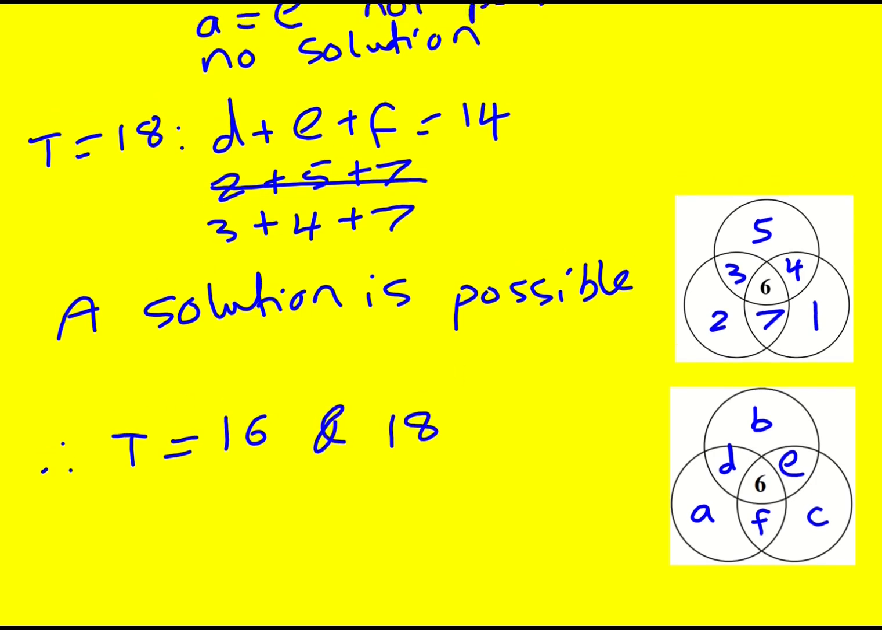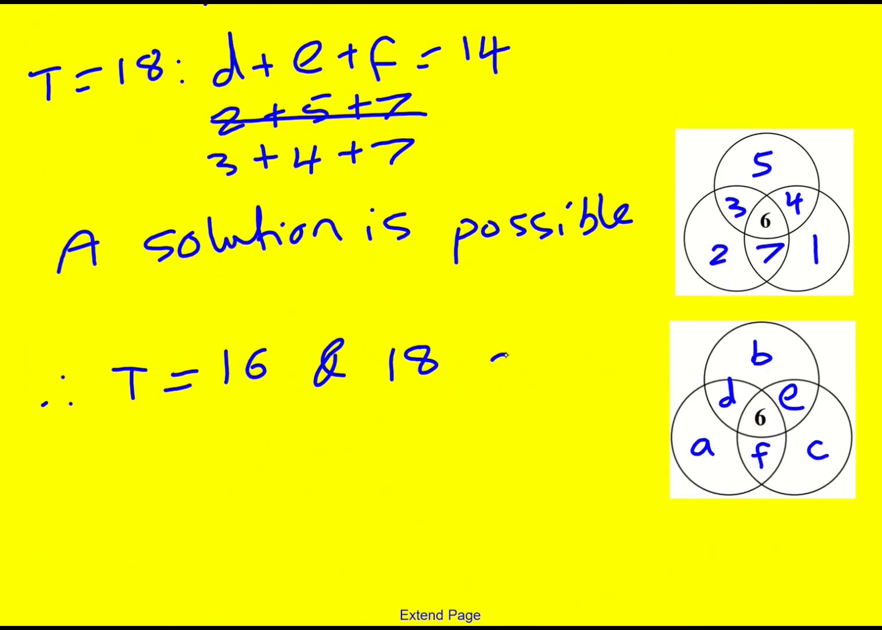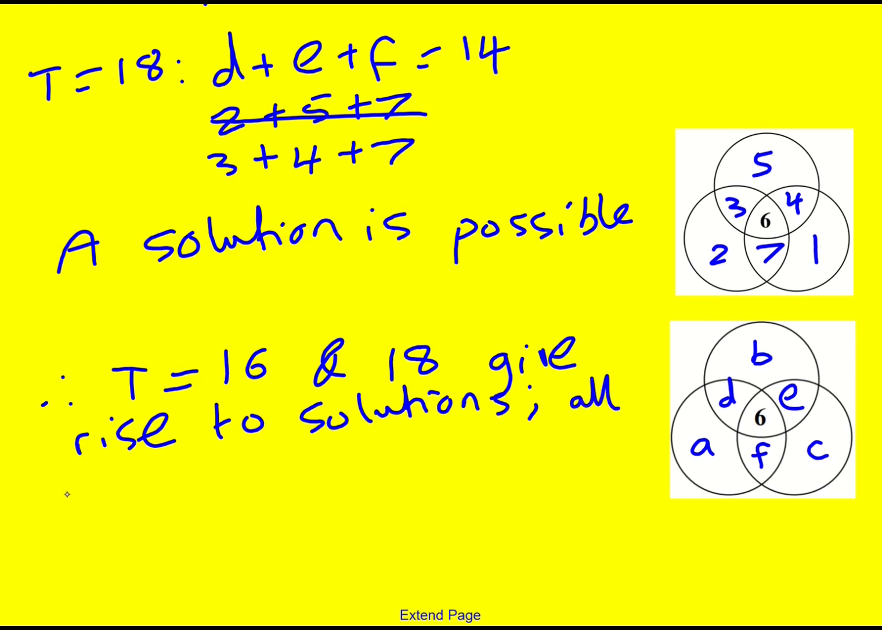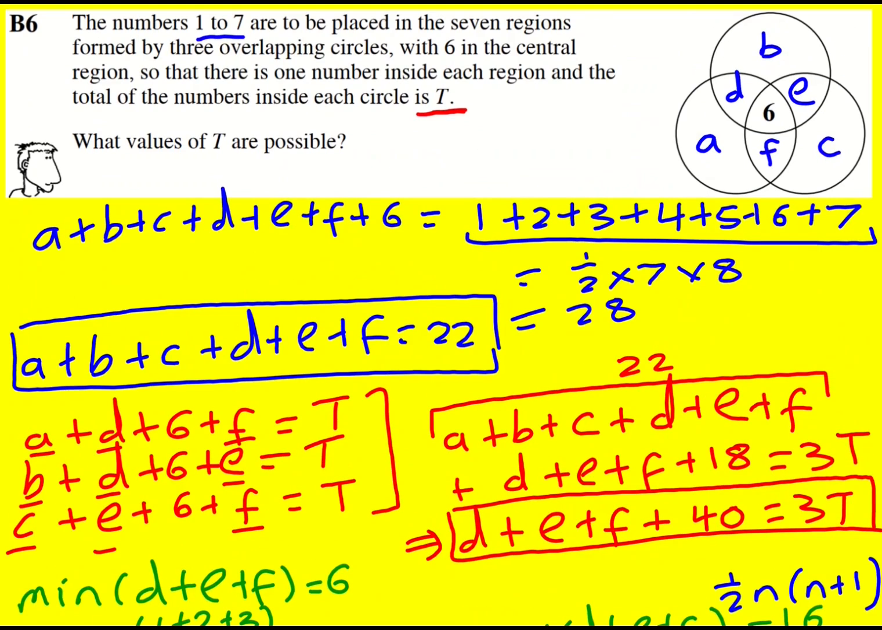Let's just remind ourselves what the original question was. What values of t are possible? Give rise to solutions or other values do not. And we've shown that with absolute certainty. So that is a really solid way to do this question, and I would advise you to try and use the total.